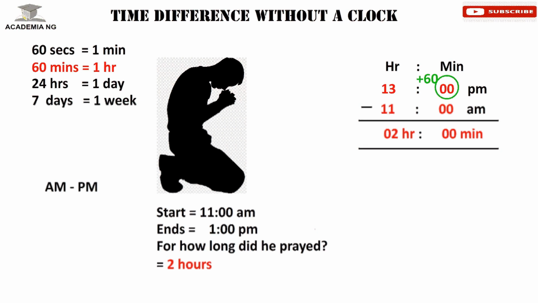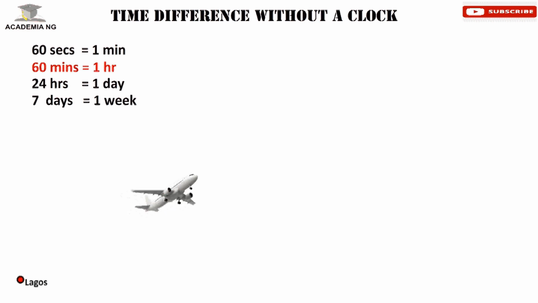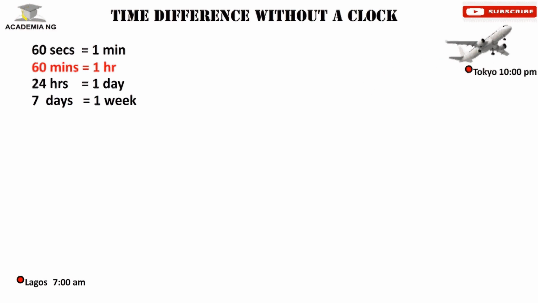Lastly, let's look at time difference involving longer hours. If a plane departs Lagos, Nigeria at 7 a.m. and lands at Tokyo, Japan at 10 p.m. the same day, how long did it travel? As usual, we mark the hour side and the minute side. Finishing time is 10 p.m. and starting time is 7 a.m.